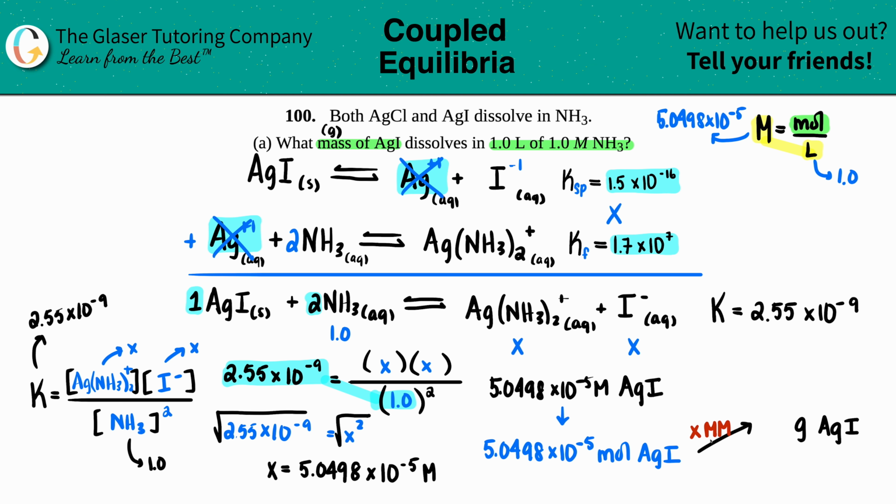AgI. Where is silver? There it is. 107.9 plus 126.9. So all I have to do is just times that number, 234.8, times 5.0498 times 10 to the negative fifth. Now I will add my sig figs, 2 sig figs. So 0.012. Yep, that works. And that is your grams of AgI. That's the mass of AgI that will dissolve.